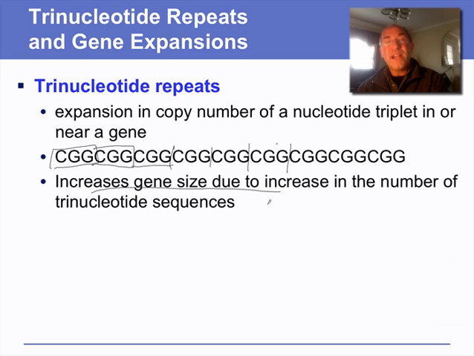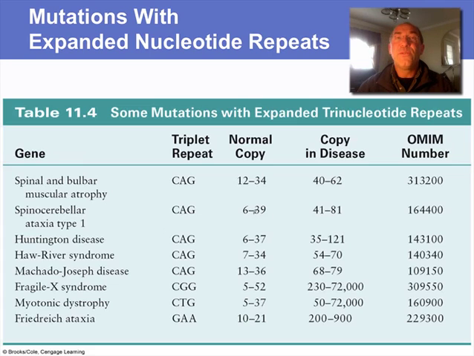There are a variety of diseases that are caused by these triplet repeats. Here's the repeat. Here's the CAG. This one is muscular atrophy here. Huntington's disease is another CAG. Fragile X is CGG, which we just looked at, and so on.